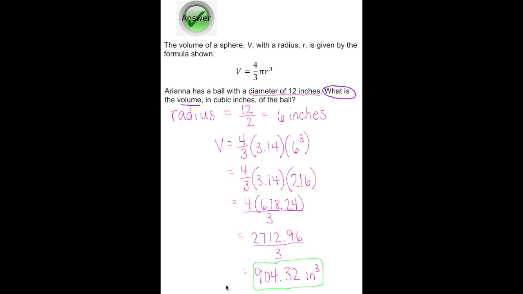So we have 2,712.96 divided by 3 is approximately 904.32 cubic inches. Now if you used the pi button on a calculator, that would change your answer to the nearest tenth or hundredth or one value, depending on the number that you chose to use for pi. Most often we use the approximation of 3.14. So your answer may not be exact, but if it is close within a few digits, then you are accurate. The day of the test, you're going to look at the directions to see what is given to use for the approximation of pi.